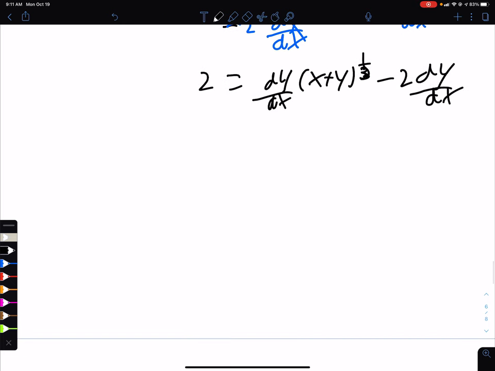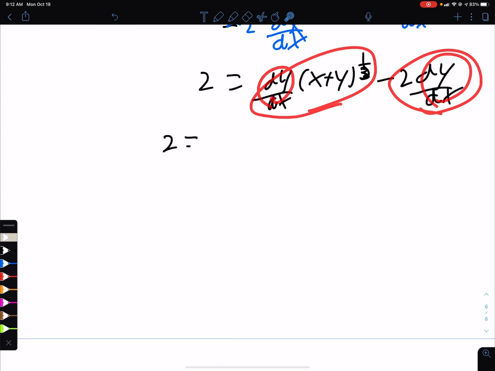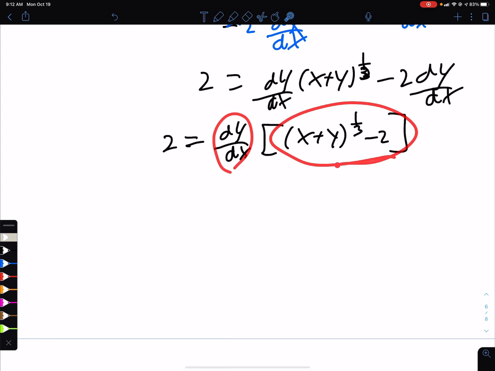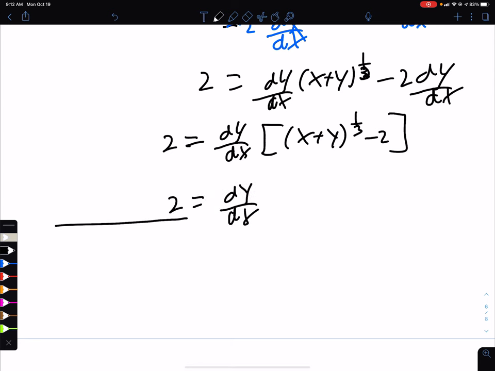Again, I'm trying to isolate dy/dx, so we have 2 terms, and they both have a dy/dx, so I will factor the dy/dx out. And what am I left with? x plus y to the 1/3 minus 2. Well, if I want this by itself, I divide by that, and I get this. Let me move that 2 over. That's kind of ugly there. 2 over x plus y to the 1/3 minus 2. And there is our derivative for that one.